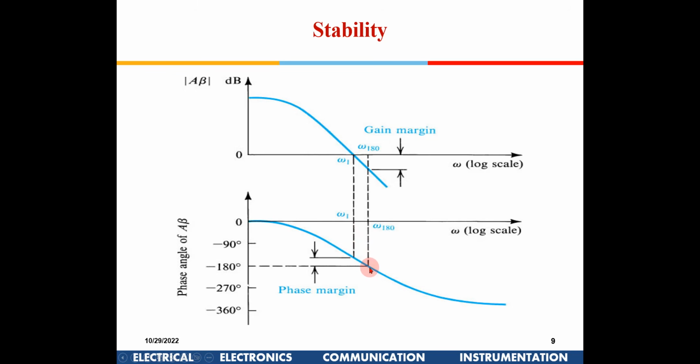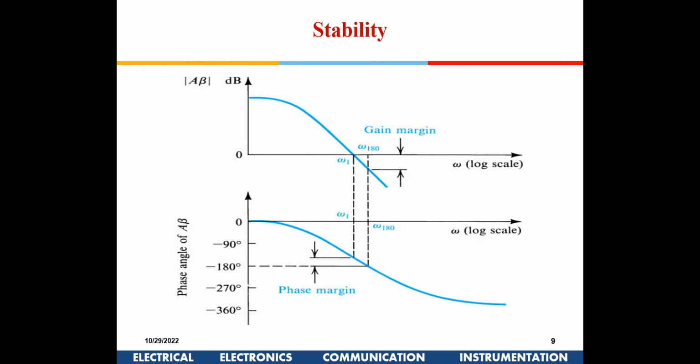Similarly, when the phase gets to 180 degree, the gain is less than 1. So this is known as the gain margin. A greater gain margin means that whenever the signal is making a 180 degree phase shift, for whatever frequency, the gain is much lesser than 1. So it will be more stable. So greater gain margin and greater phase margin indicate that the circuit is more stable. Is the concept of gain margin and phase margin clear to all of you?